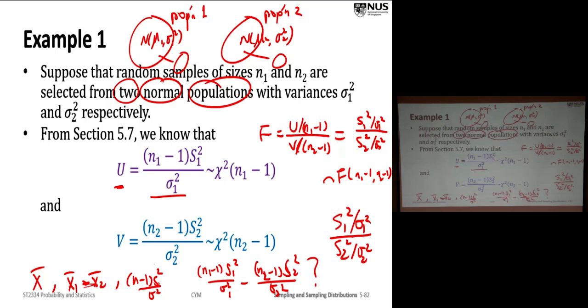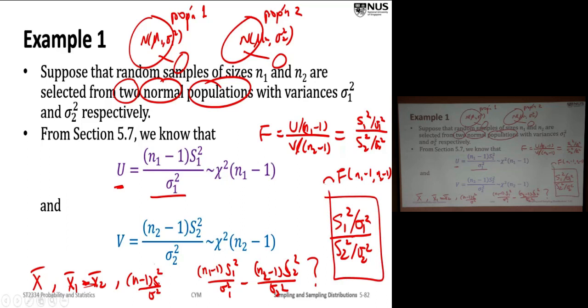There are two ways that you can compare. One is S1 squared minus S2 squared, looking at the difference. We don't use that because the distribution of S1 squared minus S2 squared is more complicated. On the other hand, we look at the ratio, S1 squared over S2 squared. We don't know the distribution of S1 squared over S2 squared, but we know the distribution of S1 squared over sigma 1 squared, divided by S2 squared over sigma 2 squared. That follows an F distribution.